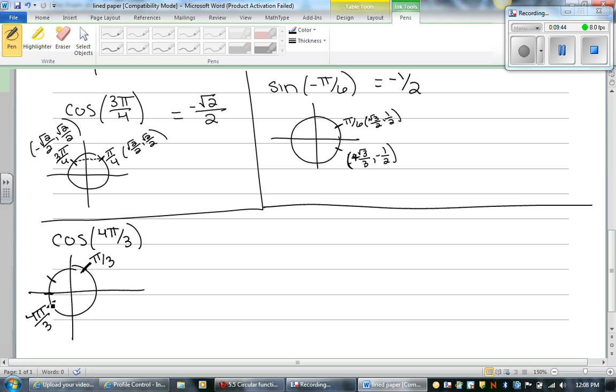So 4 pi over 3 is in that third quadrant. And this is a reflection over the origin. So this pi over 3, which is 1/2, square root of 3 over 2, since it's reflected in the origin, is going to be negative 1/2, negative square root of 3 over 2. Cosine is your x, so it's going to be negative 1/2.